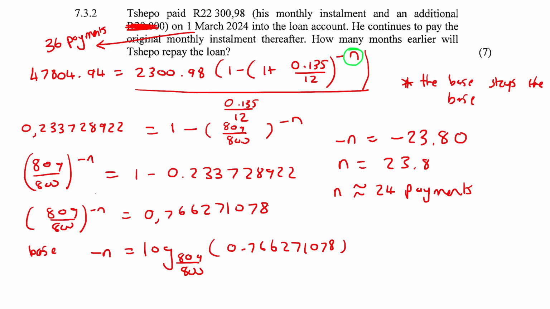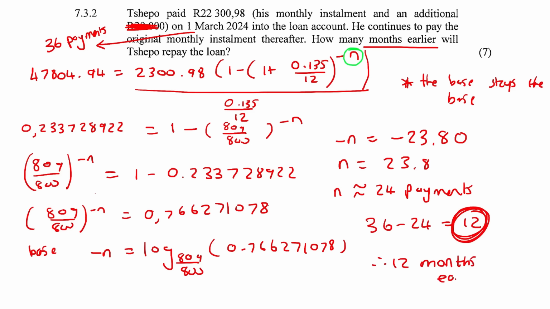So how many months earlier will he repay the loan? Well, instead of making 36 monthly payments, he's now only going to have to do 24 monthly payments. So if you say 36 minus 24, that is 12. And that is the answer, 12 months earlier.